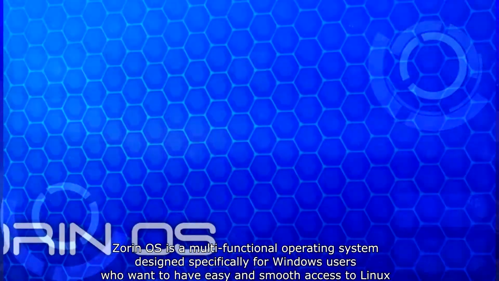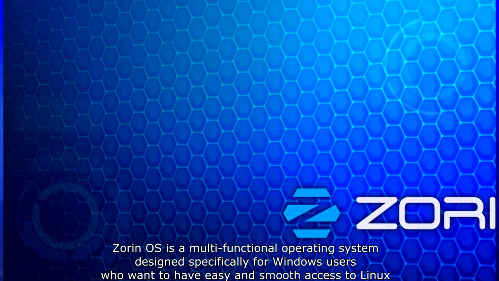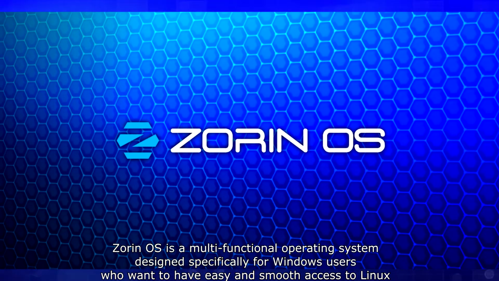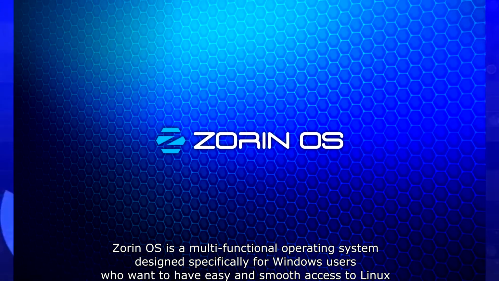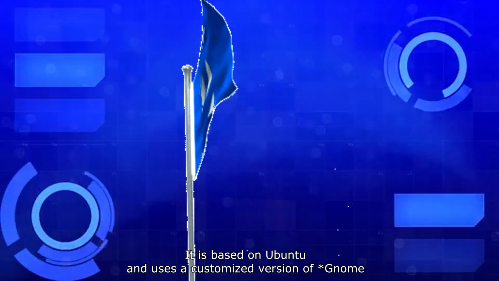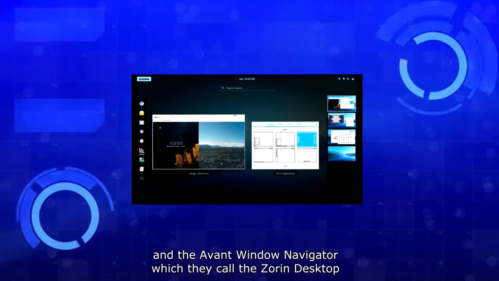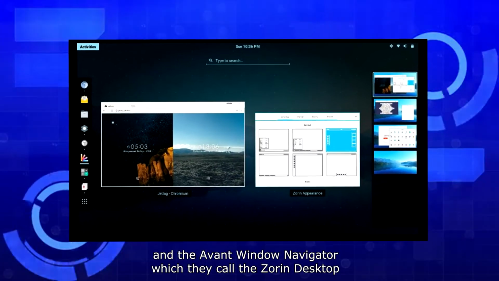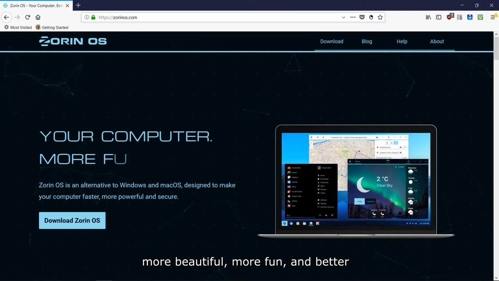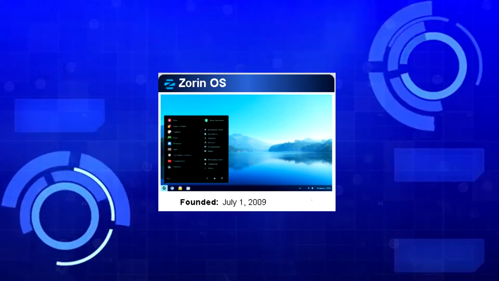Zorin OS is a multifunctional operating system designed specifically for Windows users who want to have easy and smooth access to Linux. It is based on Ubuntu and uses a customized version of GNOME and the Avant Window Navigator, which they call the Zorin Desktop. Based on their website, Zorin OS is faster, more powerful, virus-free, easier, more secure, more beautiful, more fun, and better.